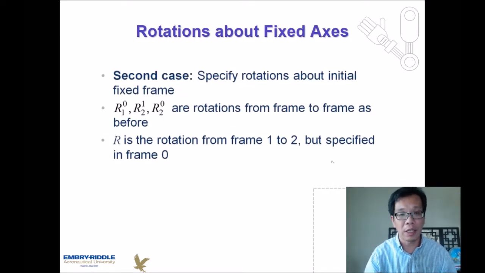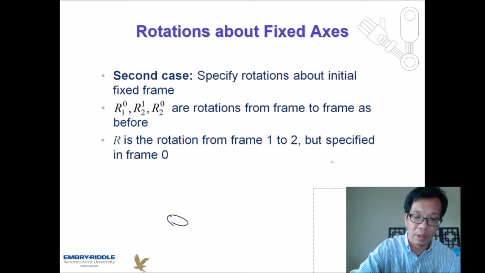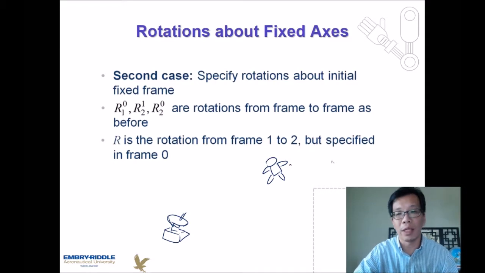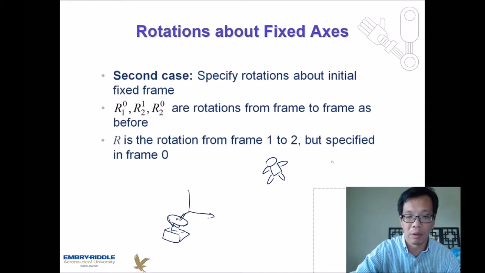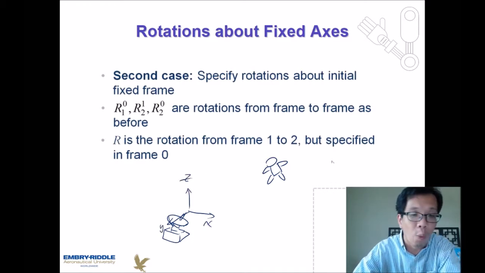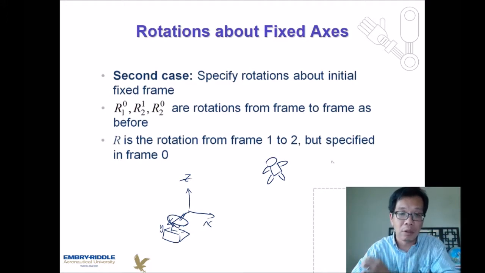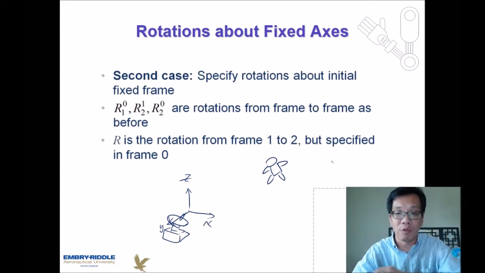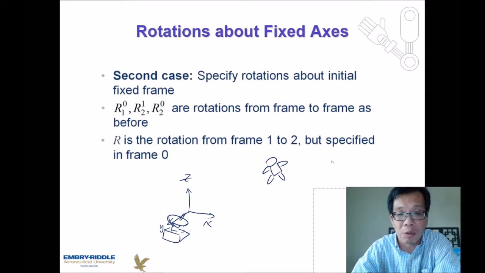If we are rotating about the current frame, that is pretty straightforward. Now, instead of rotating about the current frame, sometimes we might need to say, okay, I have a satellite over here, and this robot is actually somewhere over here. So we want to find out what is the rotation about this x, y, and z, which is fixed based on this one over here. What are we going to do? So R1 0, R2 1, and R2 0 are rotations from frame to frame as we did before. And R is the rotation from 1 to 2, but specified in frame 0.